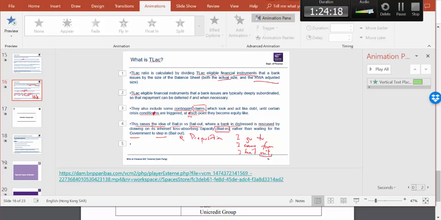I think it's good to have this understanding because it really helps you to appreciate what is going on in the world of finance, which in turn has an impact on your job prospects.